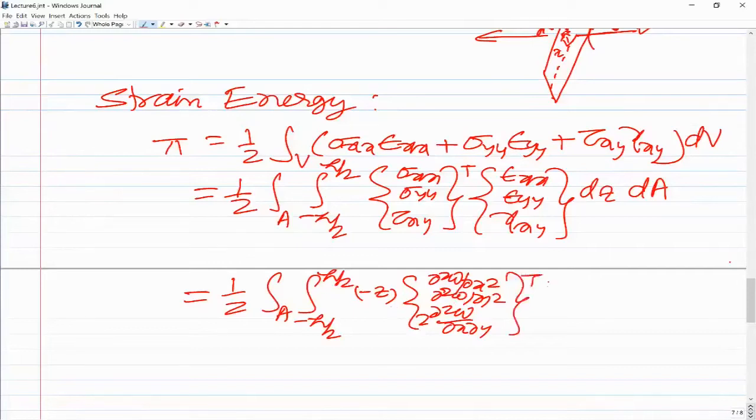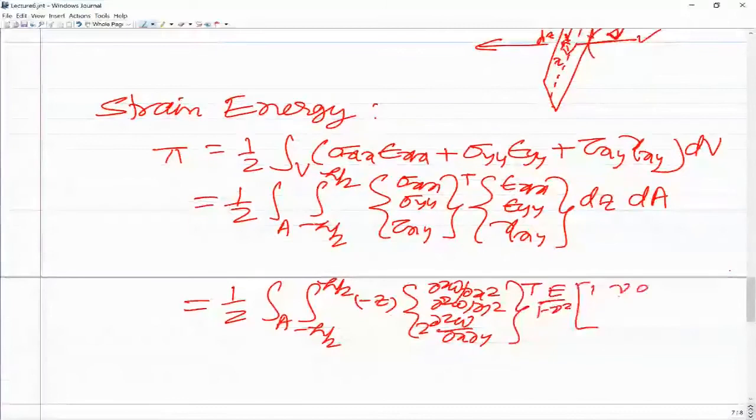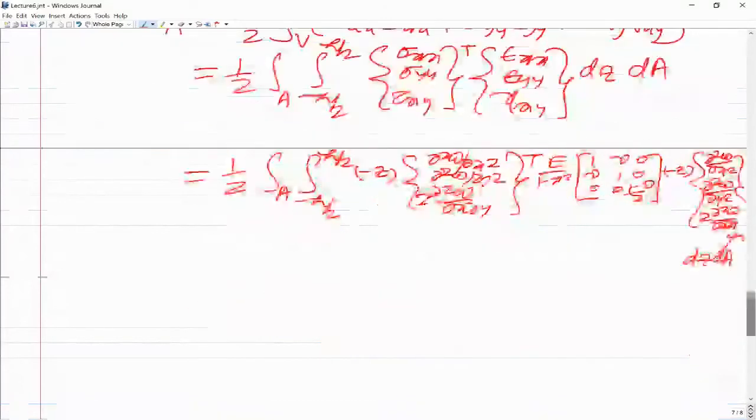And then the constitutive matrix for the plane stress case is E upon 1 minus nu square into the matrix 1, nu, 0; nu, 1, 0; 0, 0, (1 minus nu) by 2. So this is the constitutive matrix. And then we have minus z again with the strain, which is del 2 w by del x square, del 2 w by del y square, and twice of del 2 w by del x del y. And then here you will have, of course, dz dA. So this is the strain energy.